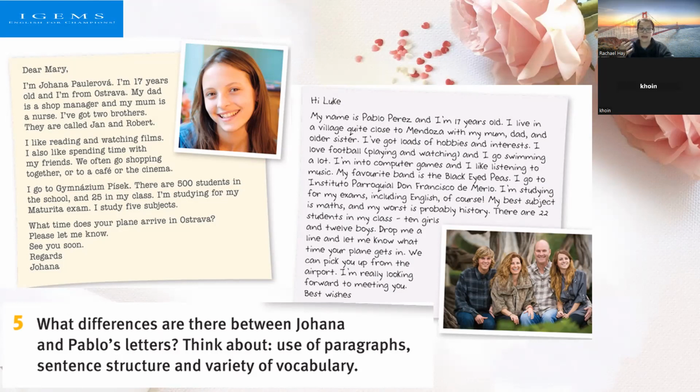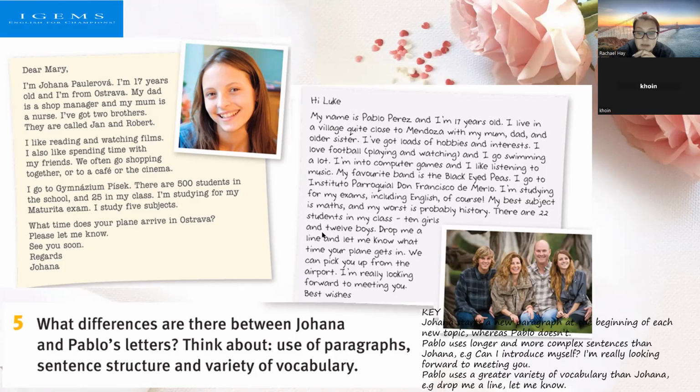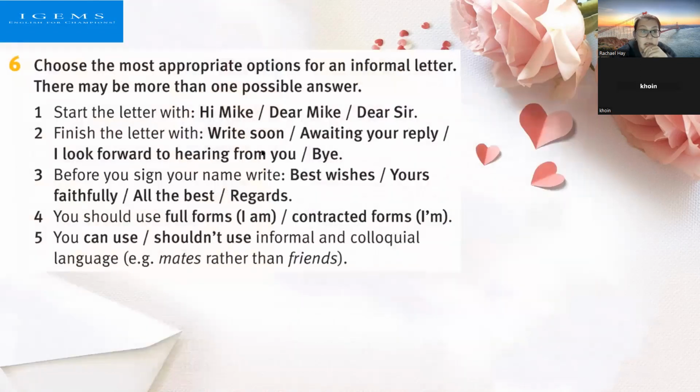Where if we look at Pablo, my name is Pablo Perez and I'm 17 years old. Okay, good. Short, simple. I live in a village quite close to Mendoza with my mum, dad, and older sister. A little bit more complex. The sentences are a little bit longer. He's using more informal language, like quite close. I've got loads of hobbies and interests, but because there are no paragraphs, his letter is actually difficult to read. Do you understand? Yes. Okay, good.